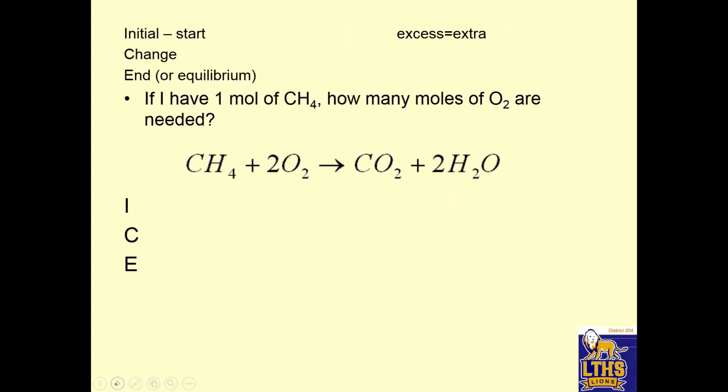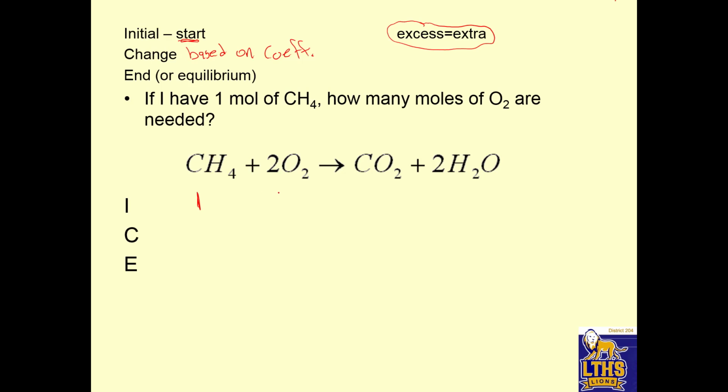So what we're going to do is have an initial, which is your starting amount, the change, which is based on coefficients, and then we're going to have an ending value. It's going to be equilibrium in a few more chapters, but you get the idea. And you need to know that the word excess means extra. That means you got so much of it you don't care if you lose it or not. We have enough. We never need to worry about it. We know there's plenty. So if I have 1 mole of CH4, how many moles of O2 are needed?